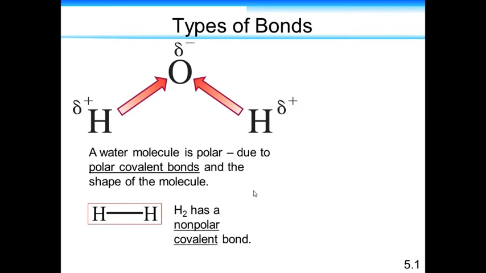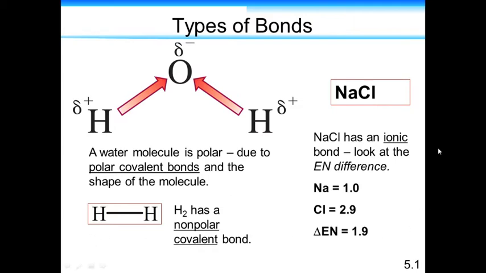Now let's look at a nonpolar covalent bond. Something that has a nonpolar covalent bond, either the atoms have such a small difference in electronegativity that they essentially act as if there is no difference, or you have the same atom. Obviously, if you have the same atom, there's no difference in electronegativity, so they have equal pull on the electrons.